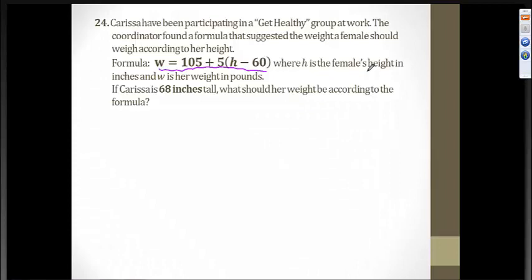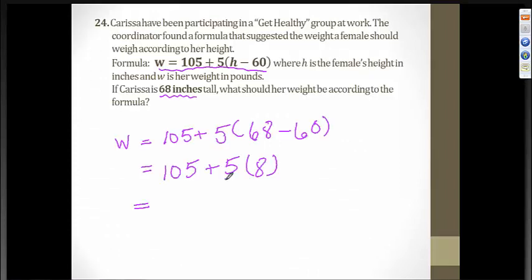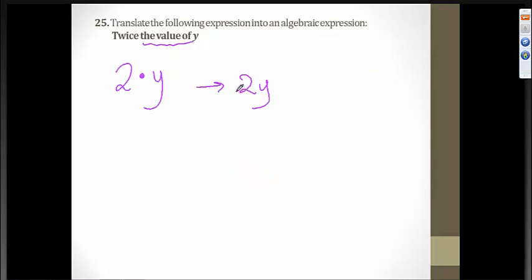So it should actually say translate the following words into an algebraic expression. So it says twice the value of y. So how would we write twice something? It would be two times something else. So we first would have 2 multiplied, and then it says the value of y. So that would just be 2 times y. So when it says translate this into an algebraic expression, your answer would just be 2y.